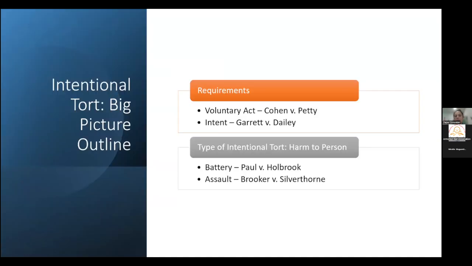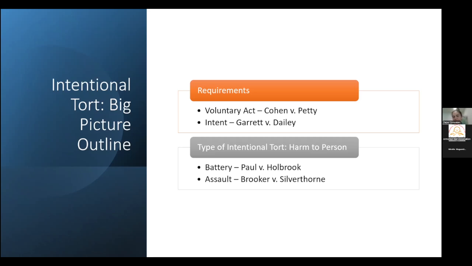So essentially, I'm creating a big picture outline. That's why anchoring is so important. It's doing two things. One, it's already building the building blocks of an outline. And then the other thing that's really instrumental is that it tells you exactly why you're going to read that case. So for instance, in Cohen versus Petty, it could very well be the case that it's going to also discuss intent. But the reason why the professor wants you to read that case, and also the reason why the writers of the textbook want you to read that case, is not for intent, but for voluntary act.